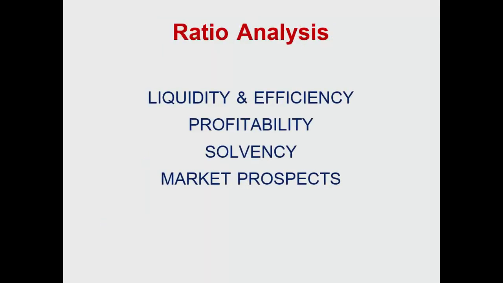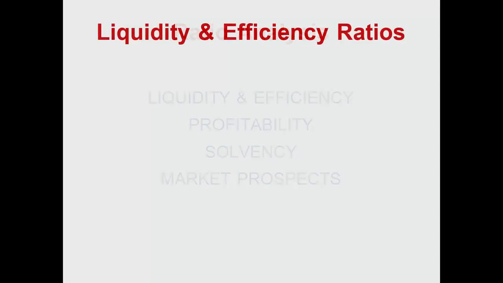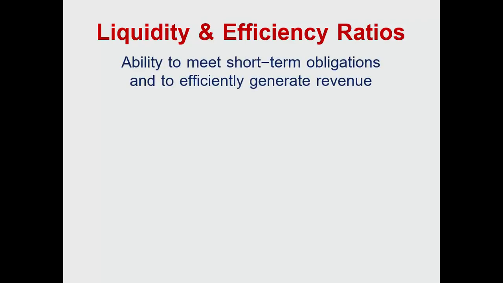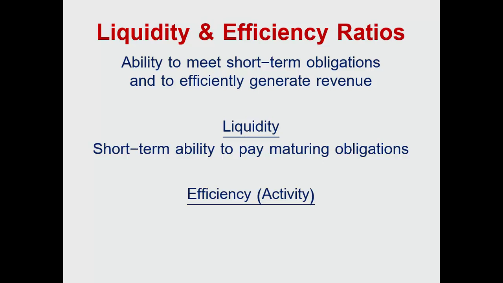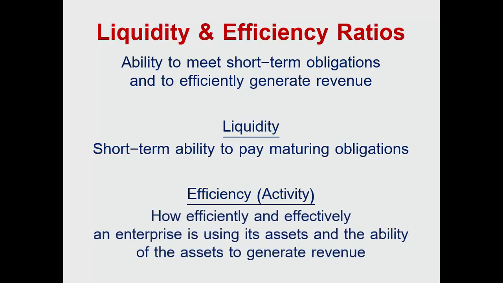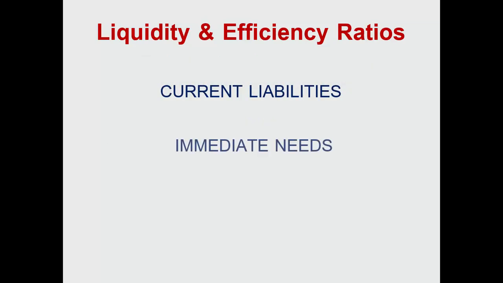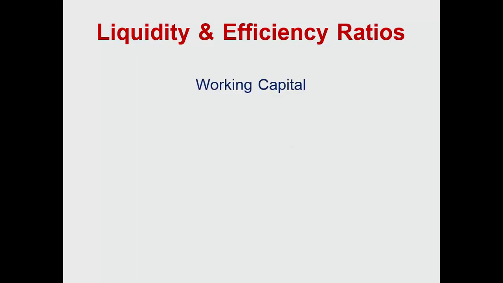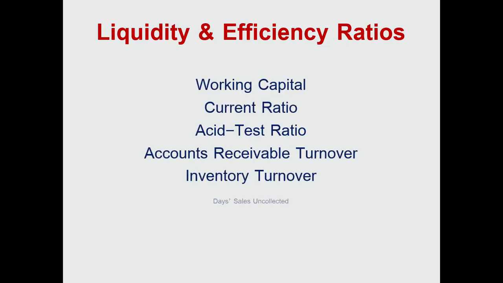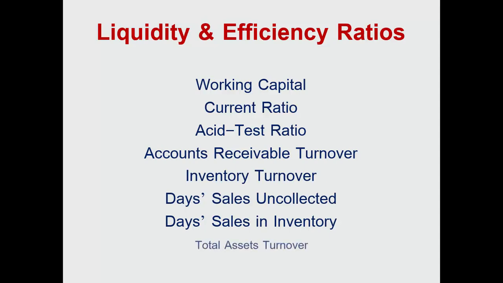Four broad categories for ratio analysis, as it's usually presented in an accounting principles textbook. What is it? Liquidity and efficiency. This is your ability to meet your short-term obligations and to efficiently generate revenue. So think of liquidity as current liabilities coverage, and efficiency, it's how effective are you at utilizing your assets to generate revenue. It's also called an activity ratio. Focusing on your current liabilities, and here are the various liquidity and activity, also called efficiency ratios.